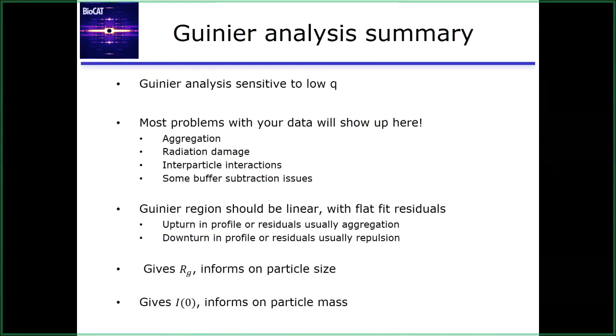Just to summarize then, the Guinier analysis is sensitive to low Q. Most of the problems with your data will show up in the Guinier analysis. You can see aggregation, you can see radiation damage, you can see interparticle interactions, and you can see some types of buffer subtraction issues. The Guinier region, generally, when you fit it, needs to be linear. It needs to have flat fit residuals. Upturn in the profile or the residuals usually means aggregation. Downturn in the profile or residuals usually means repulsion.